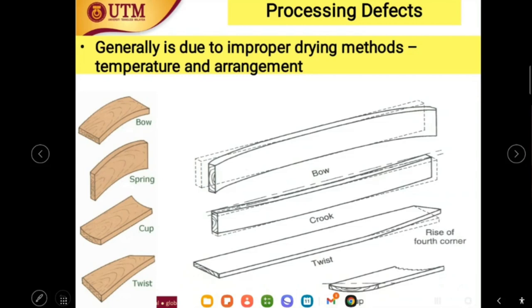So processing defects normally are due to improper drying methods, due to the temperature and also due to arrangement. There are quite a few, like bow. You can see here, you look at the shape. This is bow, spring, and then we have cup, and then we have twisted.